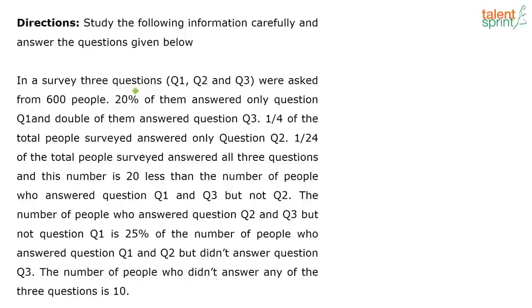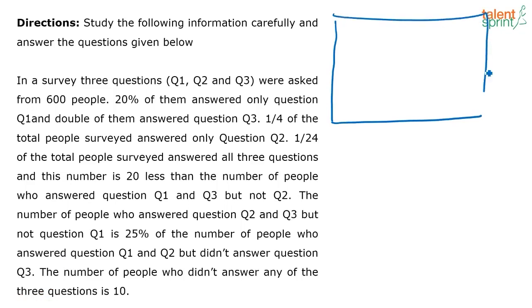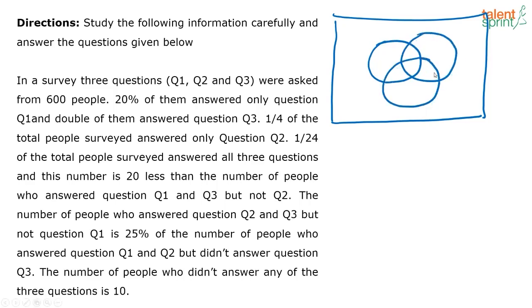In a survey, 3 questions Q1, Q2, Q3 were asked from 600 people. For these questions, you might feel, okay, drawing the Venn diagram and arriving at the final values might take some time. But remember, even if it takes you 2-3 minutes, it's still fine, because there are going to be 5 questions that follow, and once you get this diagram correctly, all the 5 questions you will get correct. So you will get 5 marks.